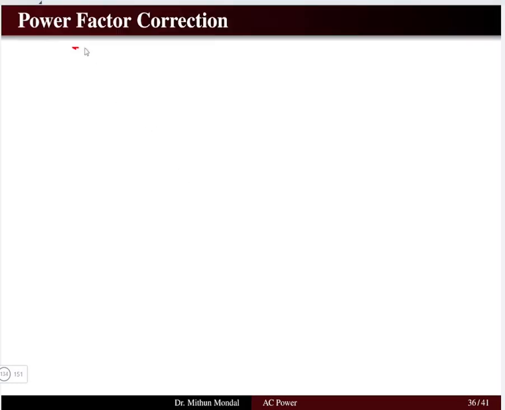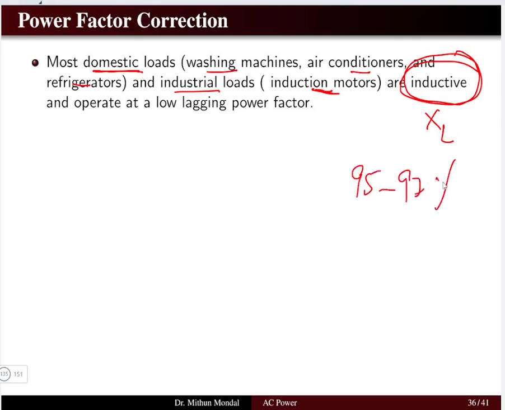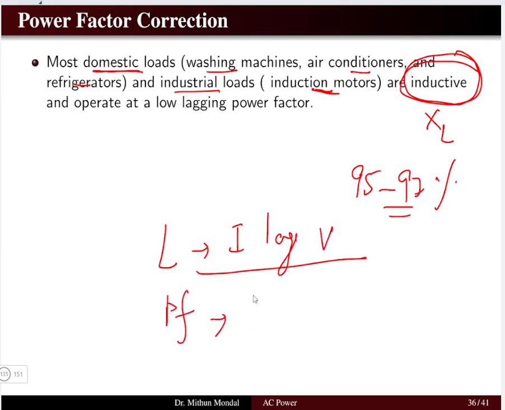Next topic we will take is power factor correction. Generally, all domestic loads, for example washing machines, air conditioners, refrigerators, or industrial loads like induction motors, are inductive in nature. 95 to 97% of the loads in domestic or industrial appliances are inductive in nature. Now you know that for an inductor, the current will lag the voltage. So the power factor will be lagging in nature.